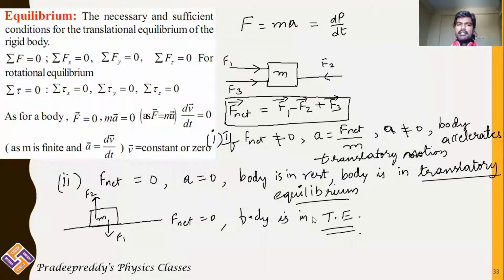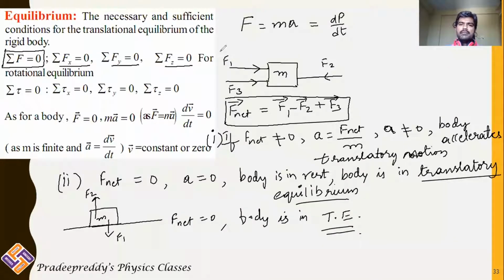So the necessary condition for translatory equilibrium is that the sum of all the forces acting on the body is equal to 0. Summation over F is equal to 0 means that forces along the x-axis, forces along the y-axis, forces along the z-axis, all their net should be equal to 0. This is the translatory equilibrium condition. When F net is equal to 0, the body would remain in equilibrium condition.